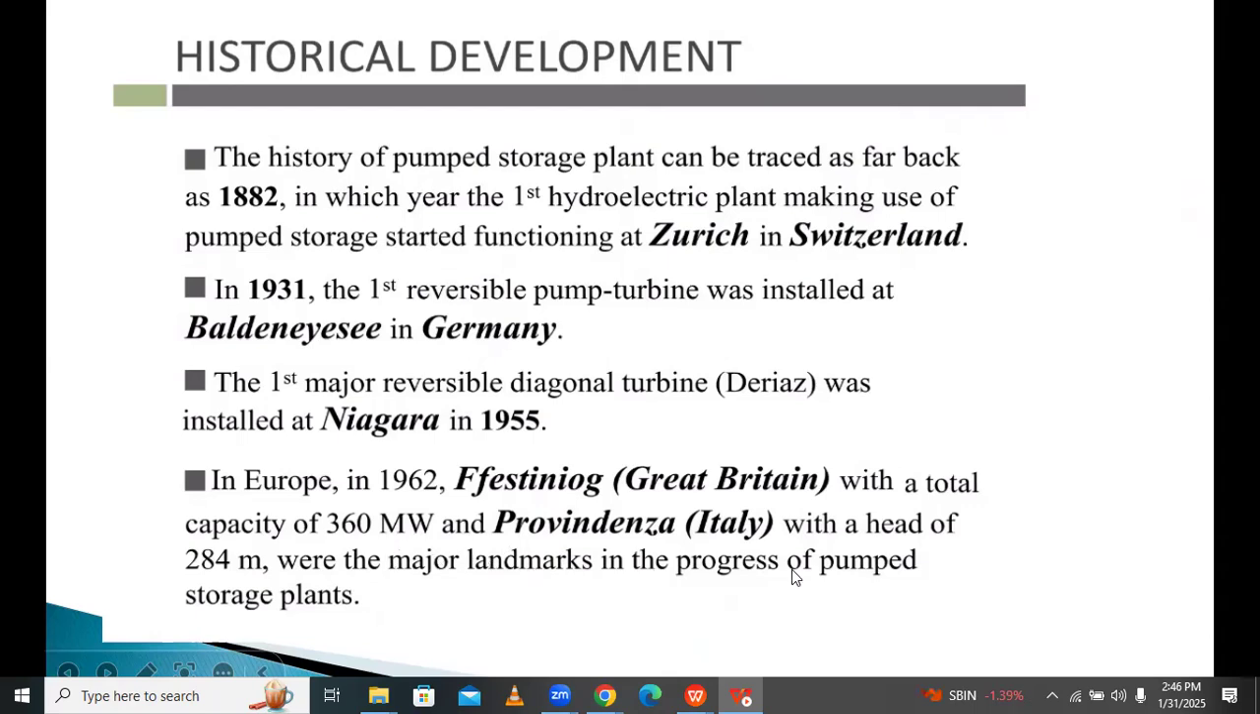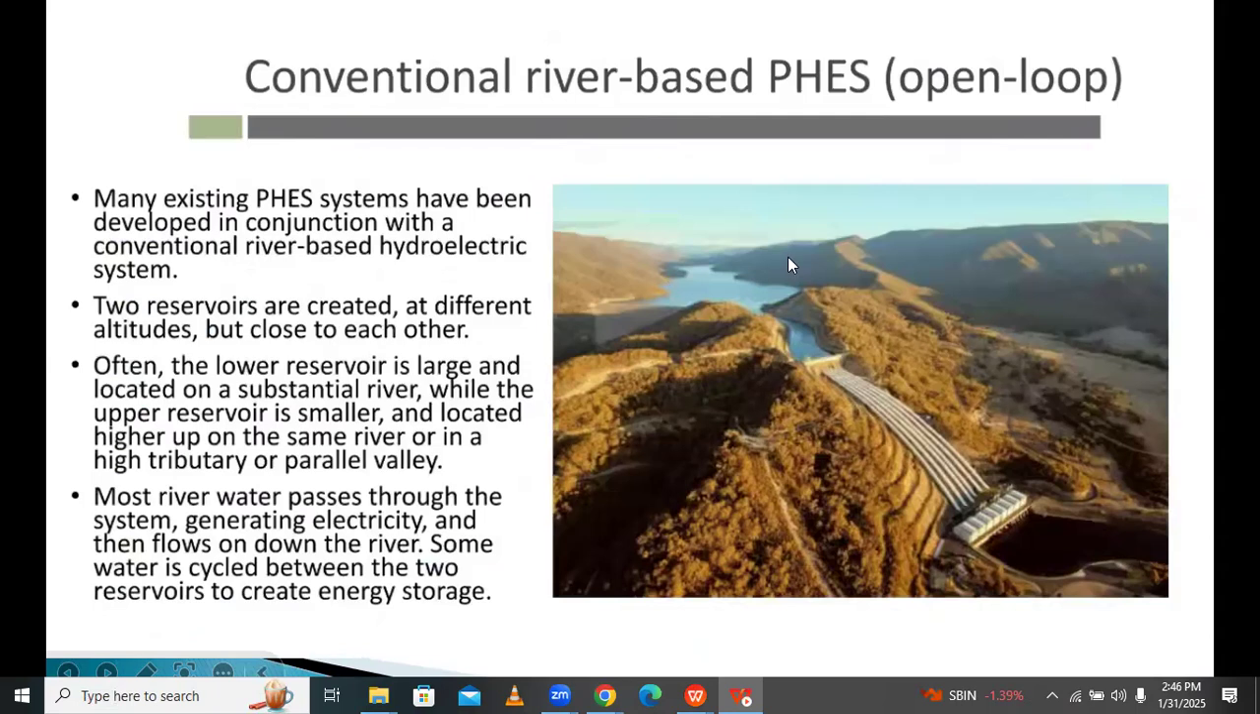So this was the historical development. Pumped hydro storage systems, PHES, can be classified into two types: open loop and closed loop. Open loop is the conventional river-based pumped hydro storage system.